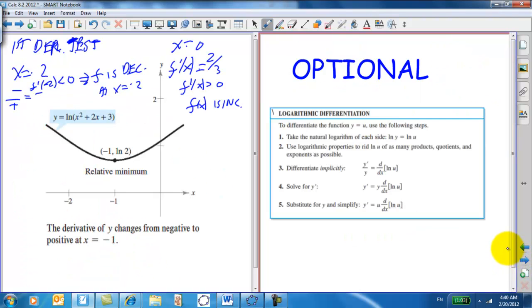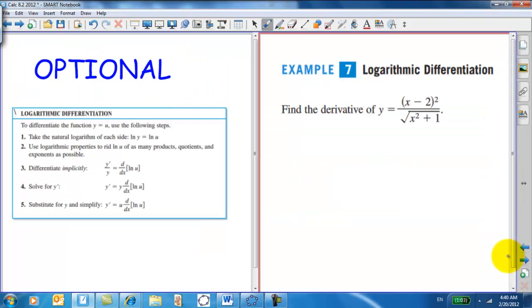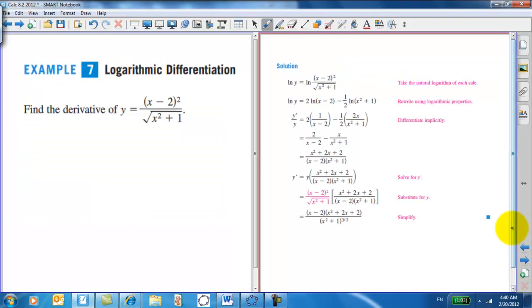Now, logarithmic differentiation is optional, and that's a trick where you can take the log of both sides first, and then you might get something you can do a derivative of. And here's an example where you have (x minus 2) squared over the square root of x squared plus 1. Now, you could do that by hand, right? But it's a huge mess. By taking a log of both sides, you break it down to easier parts, and then you do implicit differentiation, and it works out a lot nicer.